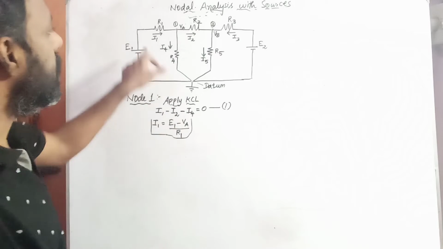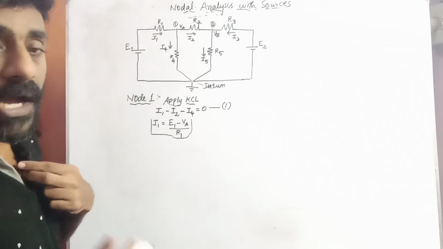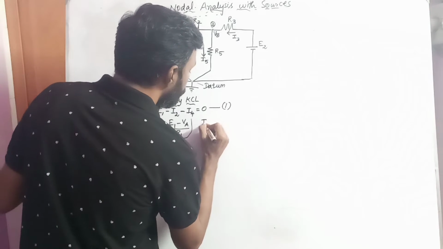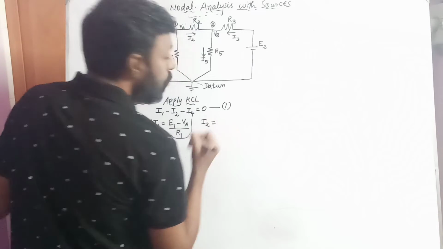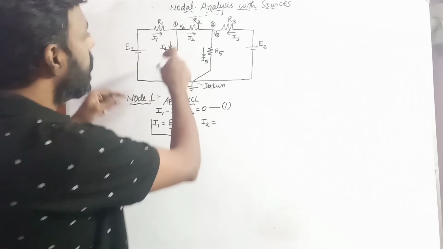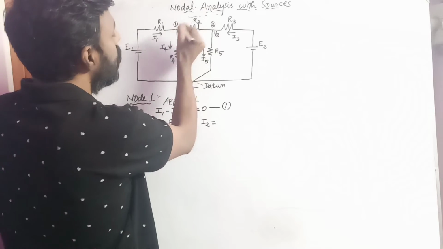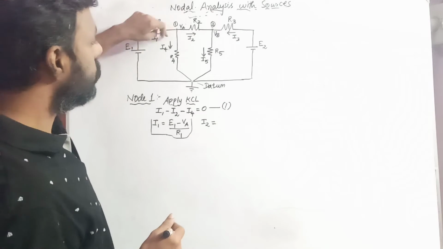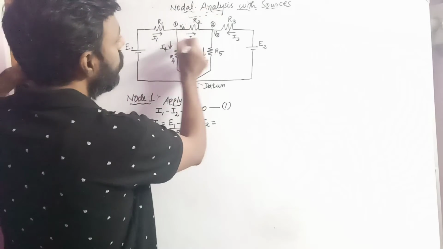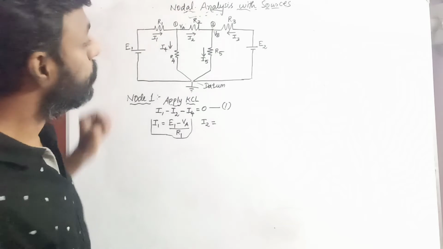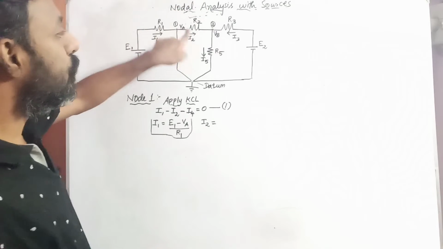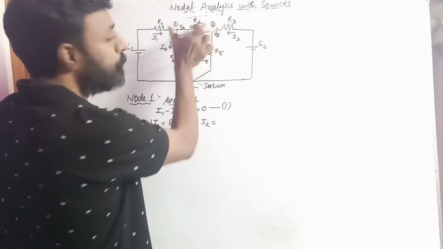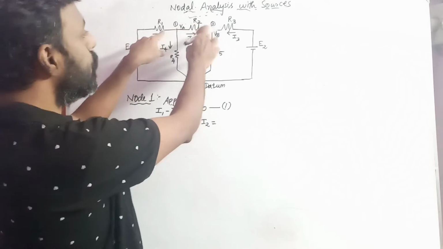I1 is equal to E1 minus VA divided by R1. Similarly, what is I2? We need to find the value of I2. I2 is a current which flows from node A to node B, that is, from VA to VB, through the resistor R2. So if I want to find the value of I2 by Ohm's law, I2 is equal to the difference in voltage between the two nodes.